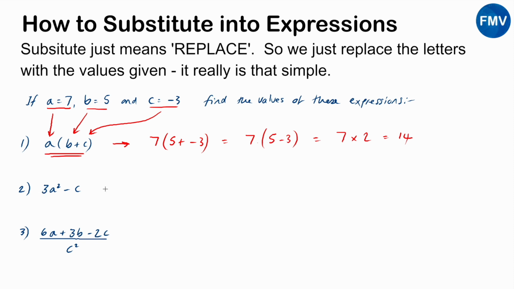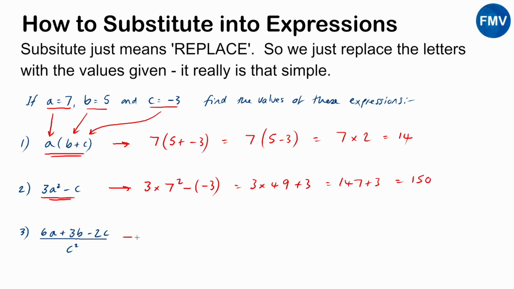Let's have a go at question 2. We take the value of A, which is 7. So now we have got 3 multiplied by 7 squared, because that's A squared, minus the value of C. Now C, I'm going to put it in brackets to show you, C is actually minus 3. So be careful here. So let's deal with this first. So we've got 3 times 7 squared. Well, 7 squared is 49. So that now is 3 multiplied by 49. Minus is a plus. So that becomes plus 3. So now we're looking at 3 times 49, which is 147, plus the 3, which gives us 150. So now we have found the value of that expression.